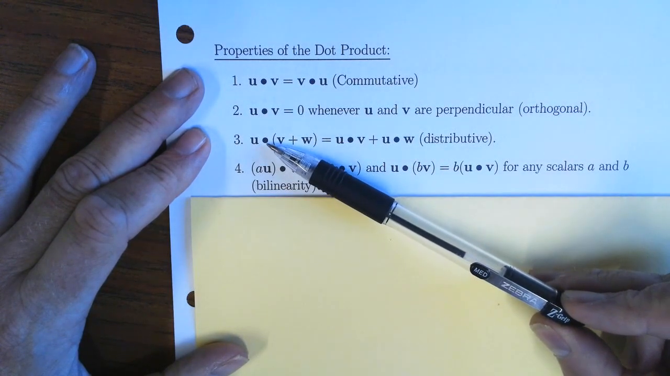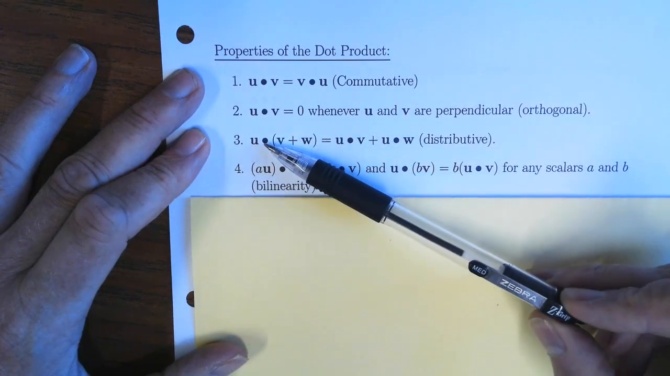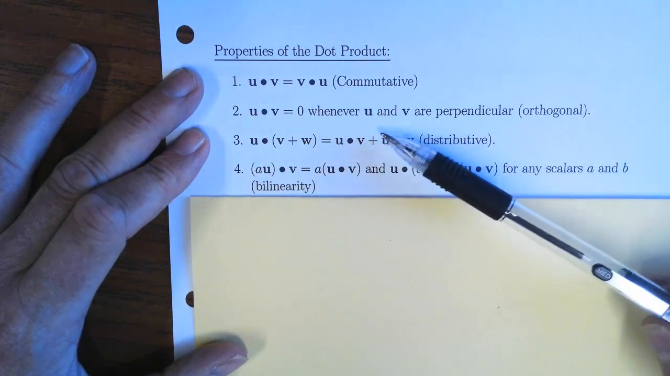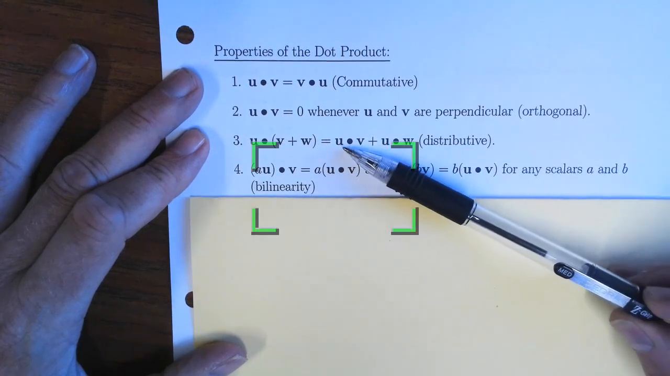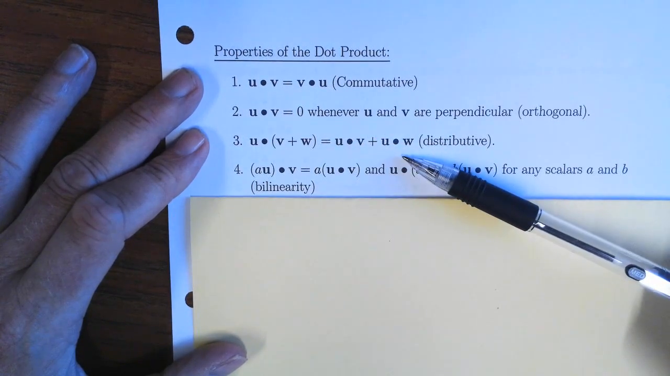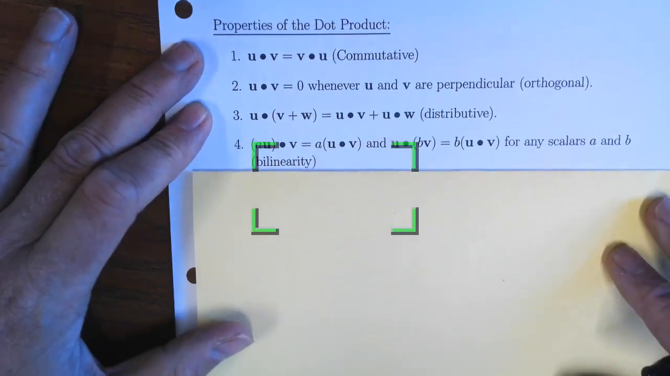The dot product distributes across addition. The dot product of u with the sum v plus w is u dot v plus u dot w. Notice how these are going to both be scalars, so if we add them together, we get a scalar.